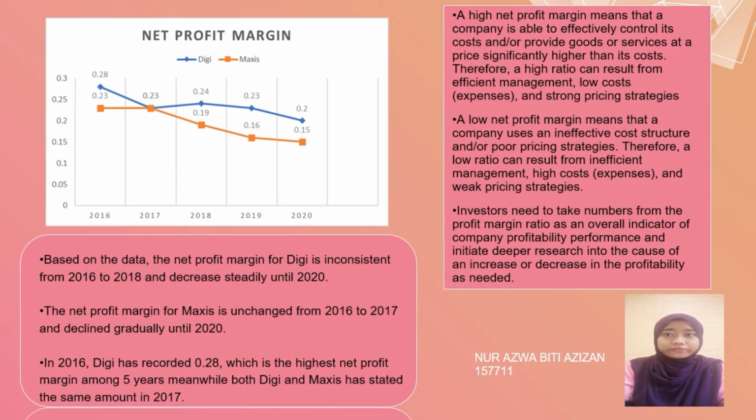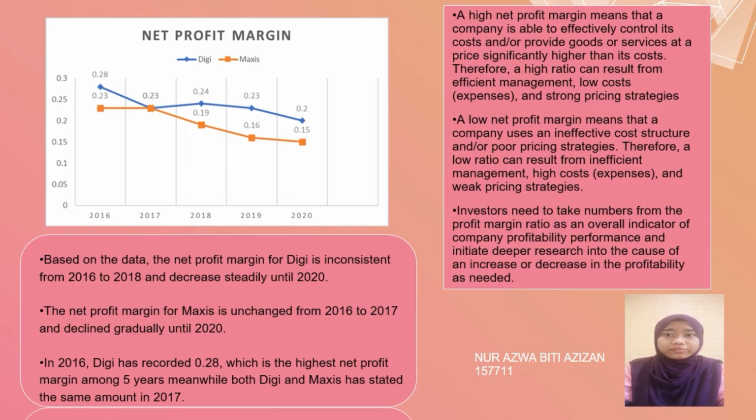A high net profit margin means that a company is able to effectively control its costs and or provide goods or services at a price significantly higher than it costs. Therefore, a high ratio can result from efficient management, low costs, which are expenses, and strong pricing strategies.